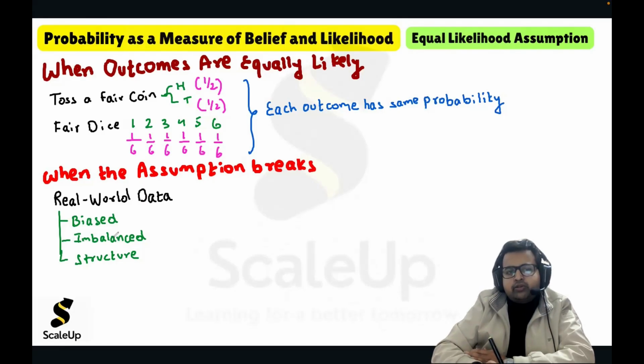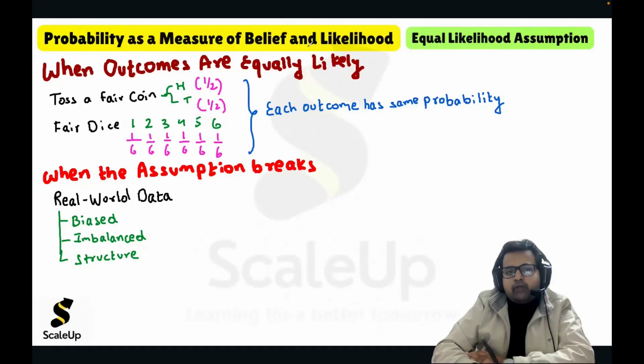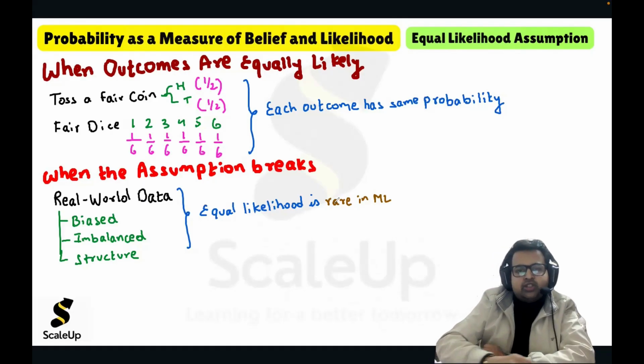Whenever the real world data is biased, imbalanced, or has some sort of structure, there will be some outcomes with larger probabilities. So the equal likelihood assumption will not be followed. And unfortunately, equal likelihood is rare in machine learning. Now let us look at a machine learning example. Why is equal likelihood rare in machine learning?